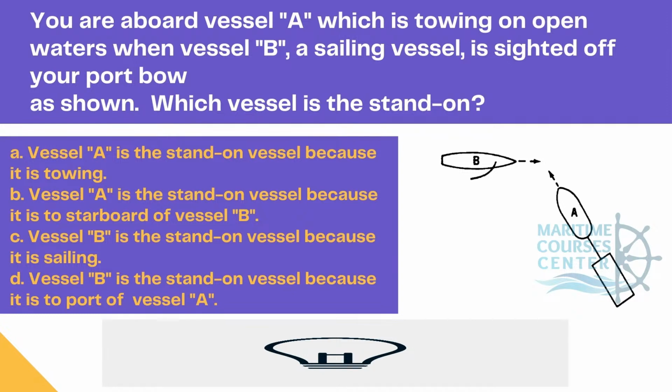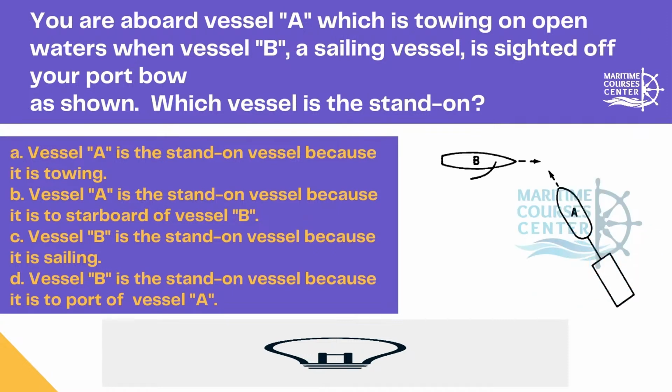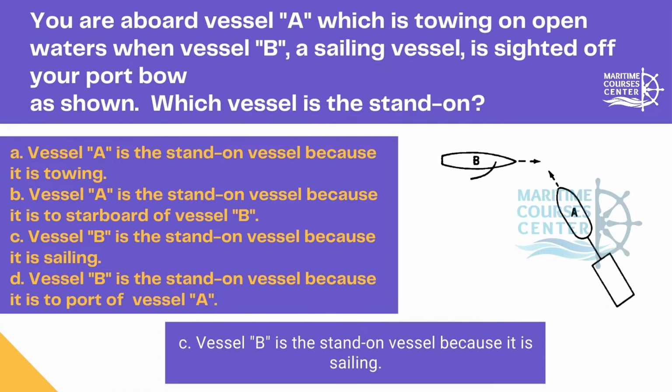A. Vessel A is the stand-on vessel because it is towing. B. Vessel A is the stand-on vessel because it is to starboard of vessel B. C. Vessel B is the stand-on vessel because it is sailing. D. Vessel B is the stand-on vessel because it is on the port side of vessel A. Could you please think about it? Which answer is going to be right? Yeah, that's right. The right answer is going to be C. Vessel B is the stand-on vessel because it is a sailing vessel.